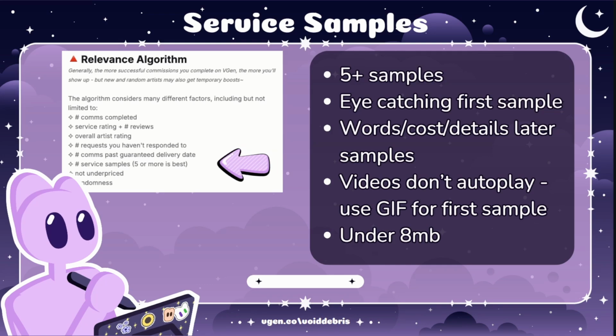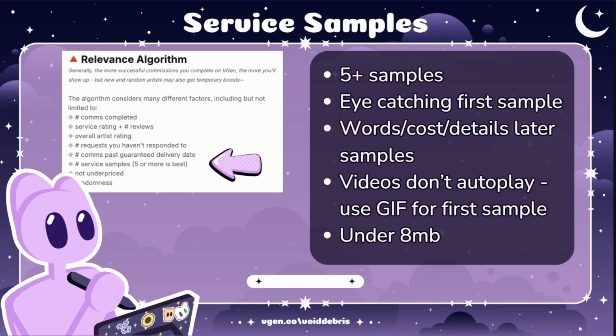You want your first service sample to be eye-catching, as this is what's going to show up when people are scrolling through VGen, so you want whatever is going to pop the most. If you have images that have words on them, the pricing, a lot of details, for example, different render amounts or crops, try and keep that in later examples or only have a very minimal amount of that information on your first sample because you want it to just be something that draws them in at a glance.